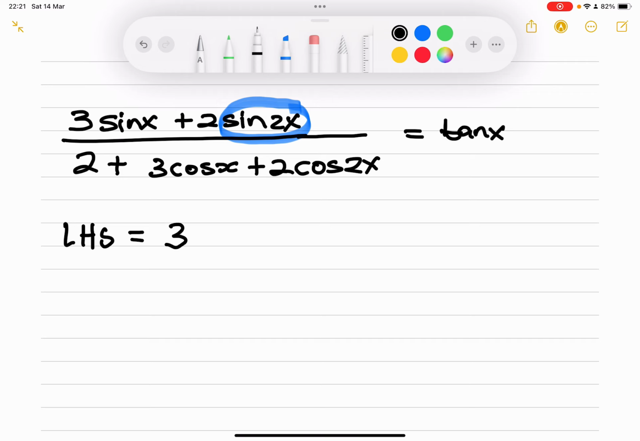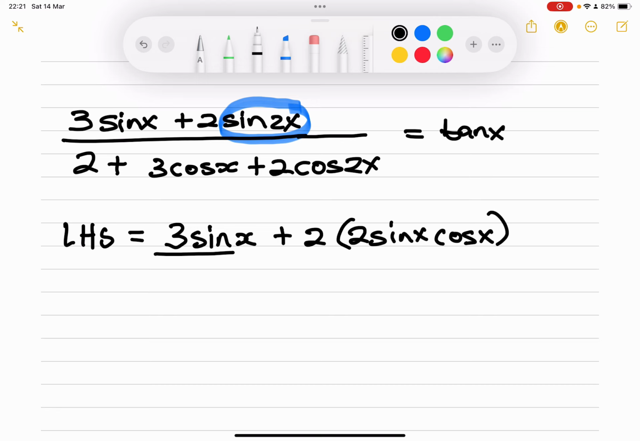So I have 3 sine x plus 2 into sine 2x, which is basically 2 sine x cos x, all over... At the bottom, I have a double angle of cos 2x. And a double angle of cos 2x has 3 options. I need to pick one. The constant term guides me.